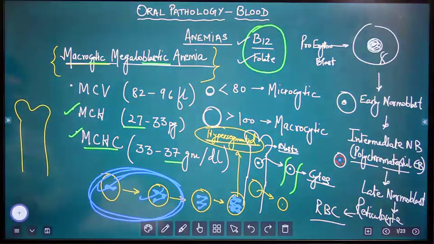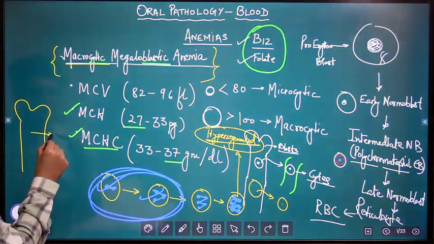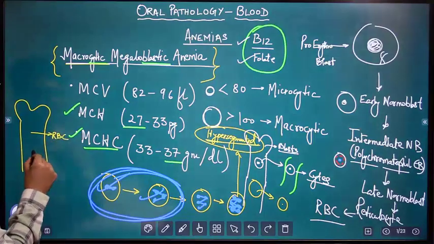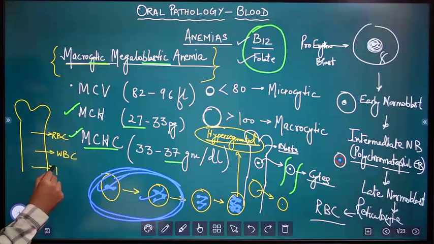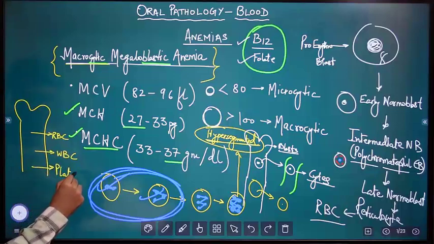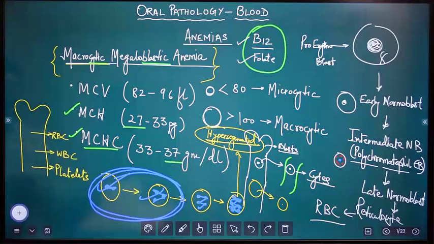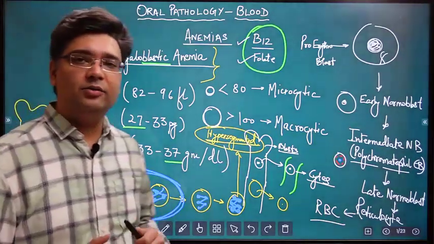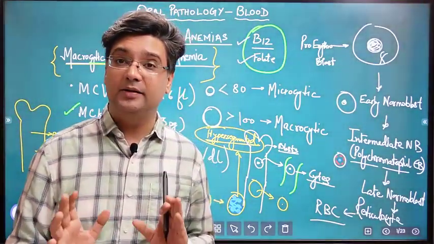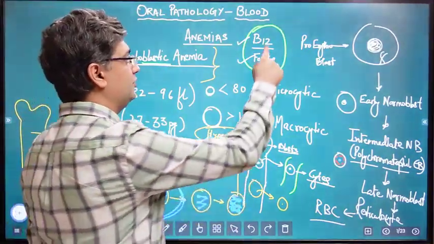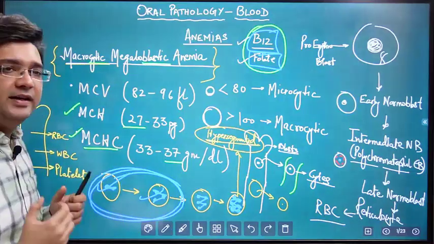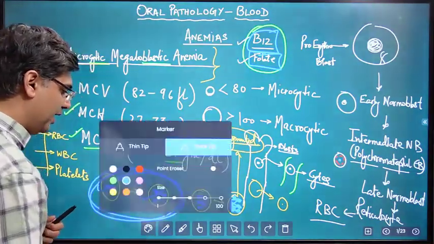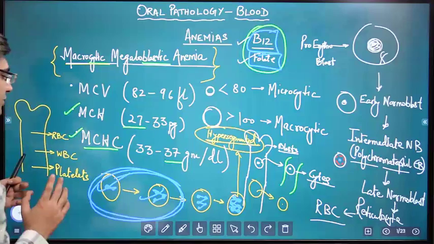And if we focus on the bone marrow, it is responsible for the synthesis of RBCs. It is also responsible for the synthesis of WBCs, and it is also responsible for the synthesis of platelets. Now in macrocytic megaloblastic anemia, what is happening is there might be a deficiency of B12 or there might be a deficiency of the folate. In fact, these factors ultimately are required by almost everybody.